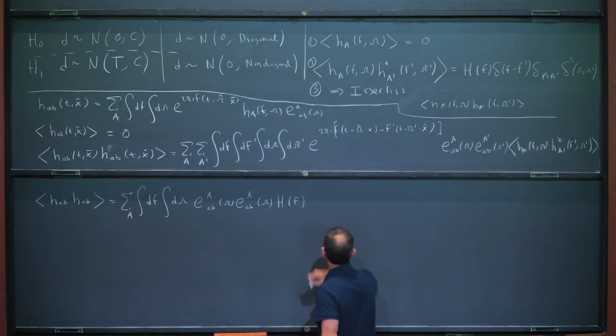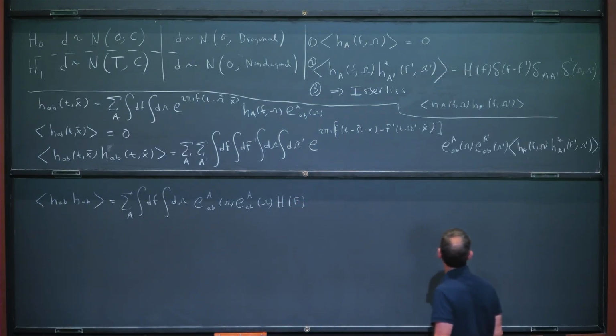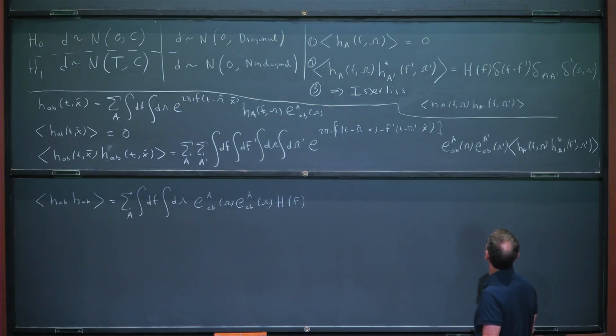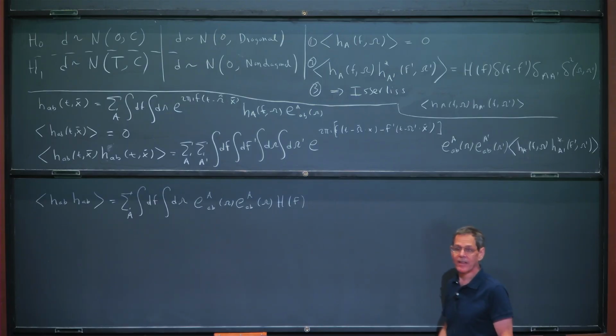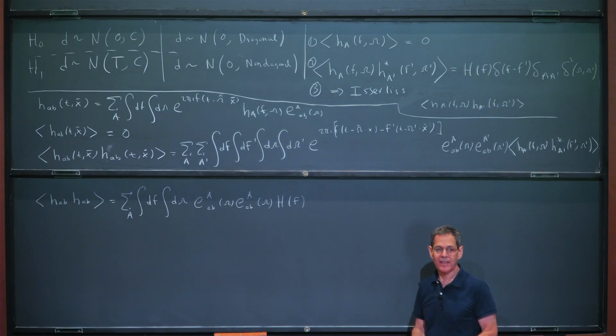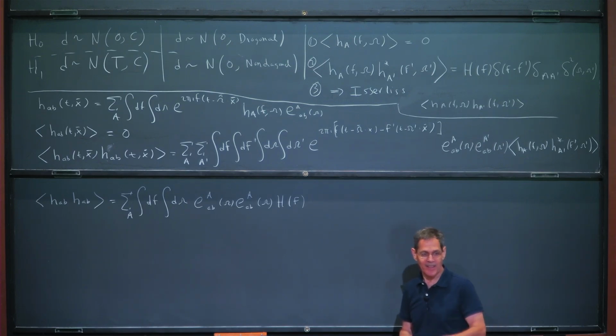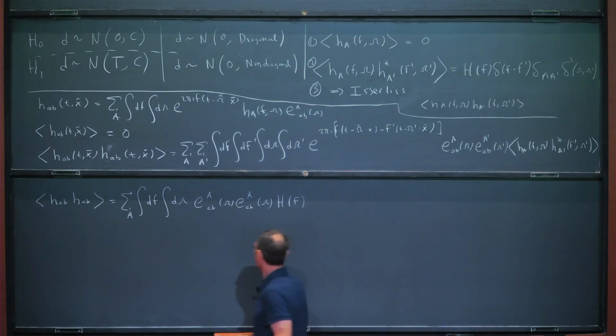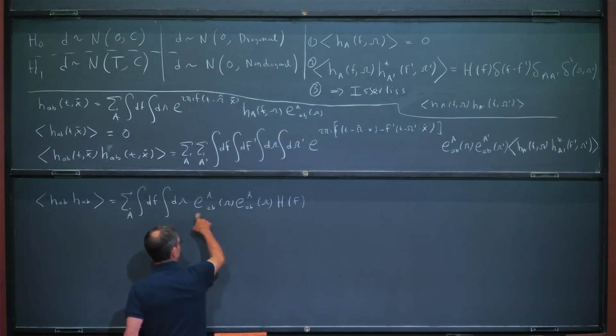We get a spectral function h of f. I think I got it all. Okay? Good. All right. Well, this quantity is easy to calculate.